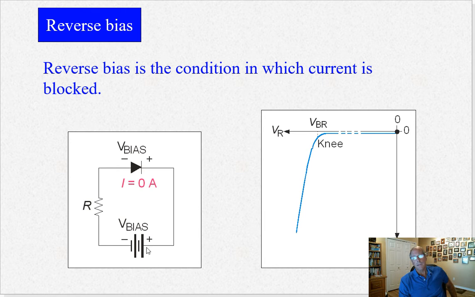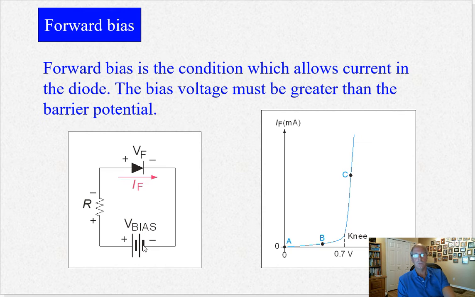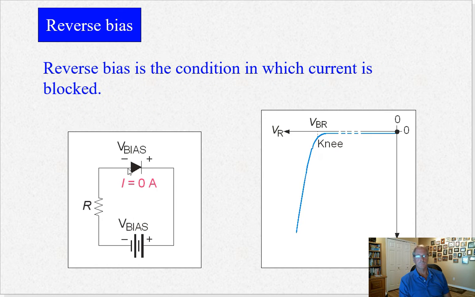Now, what if we hook this up backwards? This circuit here is forward biased, so the positive terminal goes to the anode of the diode. Here, the negative terminal of the power source goes to the anode. So that's reverse bias. Ideally, there's not going to be any current. I is 0, because it's a one-way valve, so it blocks any current.